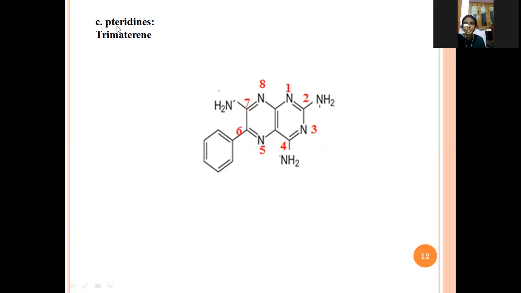So next one is pteridine. The drug name is triamterene. So this is the structure of the pteridine. In the second, fourth, and 7th positions, amine groups are attached. In the 6th position, phenyl group is attached. See here, in the second, fourth, and 7th positions, amine groups are attached. In the 6th position, the phenyl group is attached.